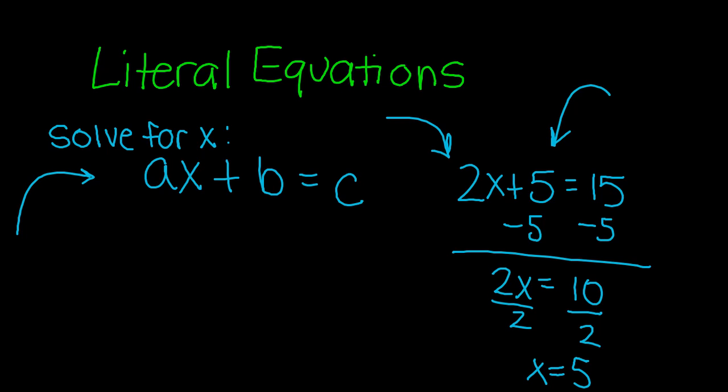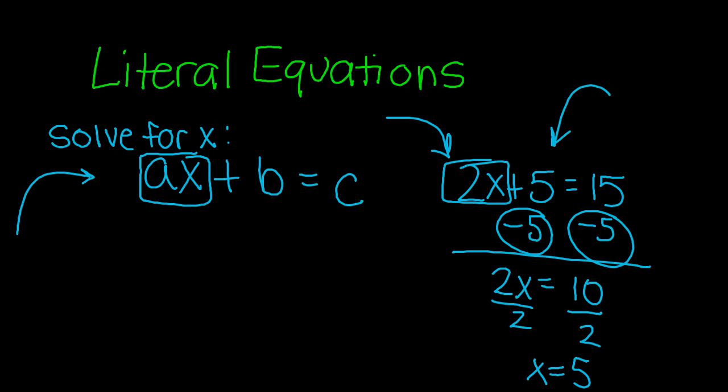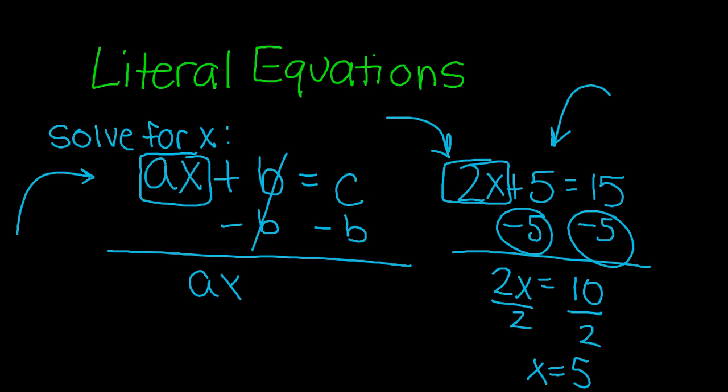So we're going to use our model on the right to help us out with our literal equation on the left. In the question on the right, the first thing we did was subtract 5 from both sides because we wanted to get the 2x all by itself. Since we're trying to get the x by itself, we're going to try to get this ax all by itself. What could I do to get rid of that plus b? We're going to subtract b on both sides, and the b's cancel. B minus b is, of course, 0. I'm going to bring my ax straight down.